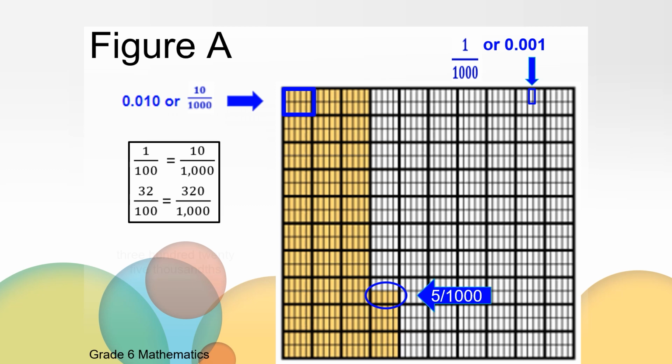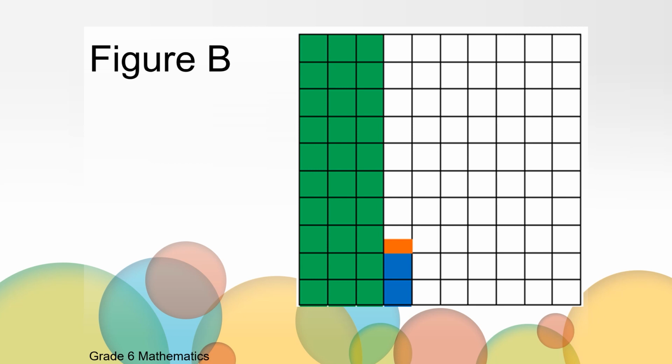I can see that 3 green columns are shaded in. Each column is called 1/10 because it takes 10 of them to make a whole. So one column represents 1/10. And since there are 3 green columns, that represents 3/10. The blue piece represents hundredths because it takes 100 of them to make a whole. I can name these 2 blue pieces as 2 hundredths.